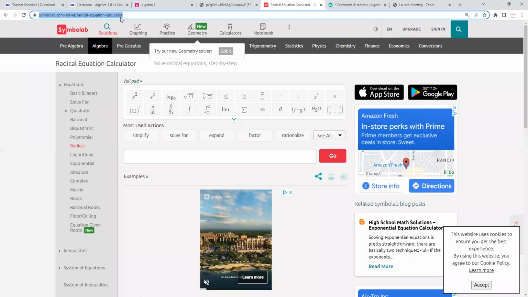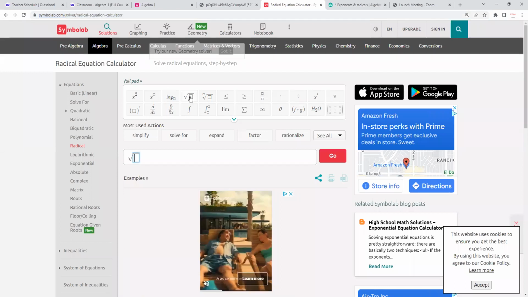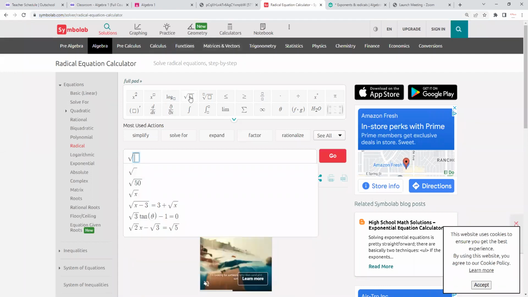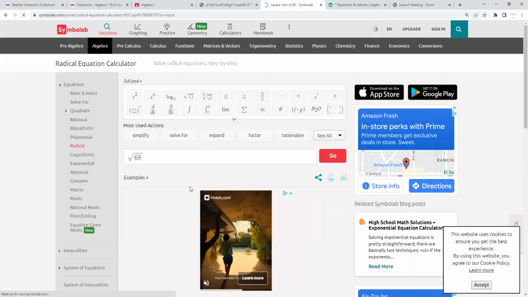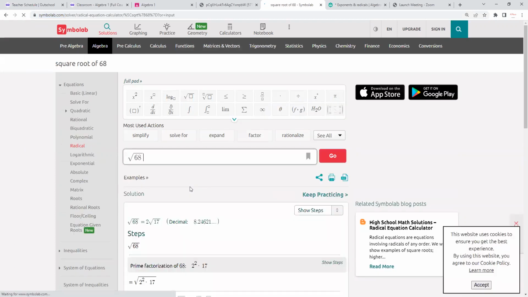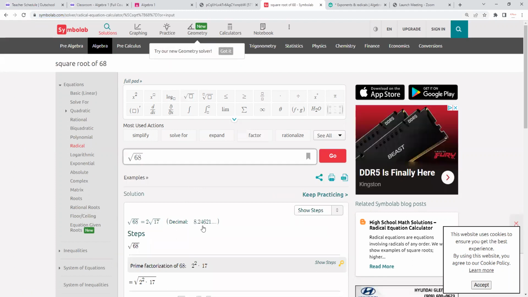This is a radical calculator I like to use. It simplifies radicals for you. Let's say, for example, I had the square root of 68. It will simplify it for you and give you the decimal version. A lot of times we want just the simplified version. My personal scientific calculator does it for me. I have a TI-36X Pro. It was like $20 on Amazon. It simplifies for me, but I have a lot of students whose calculators don't simplify it for them, so I would use this radical calculator here.